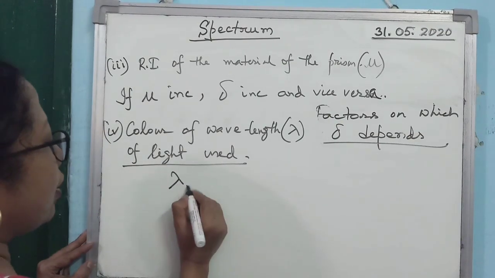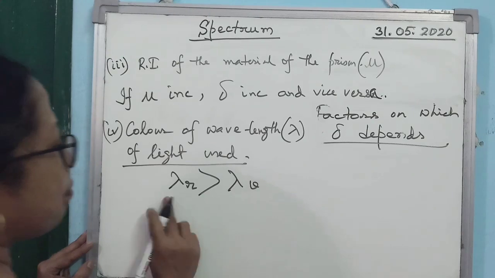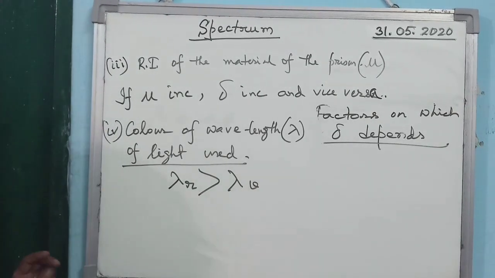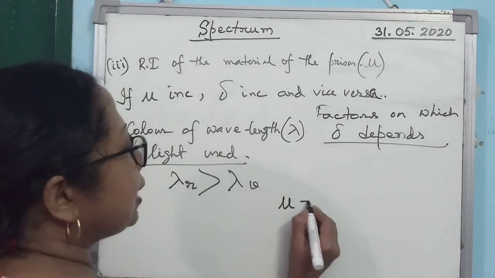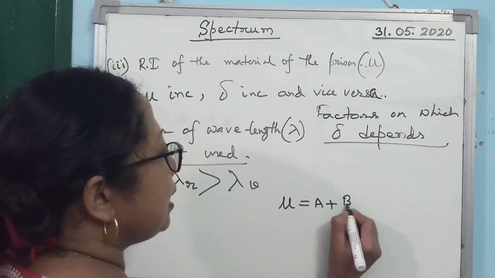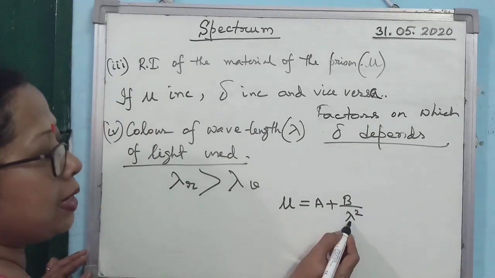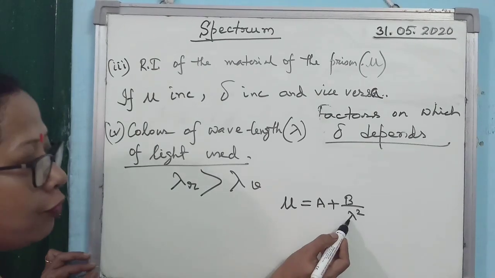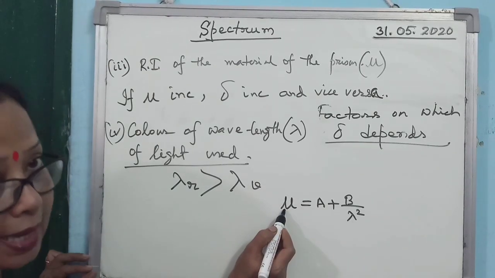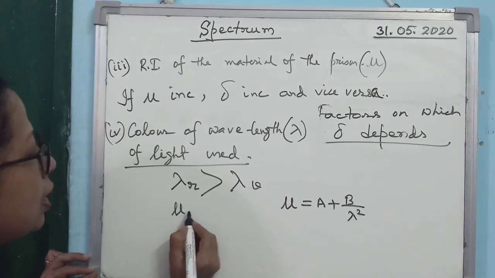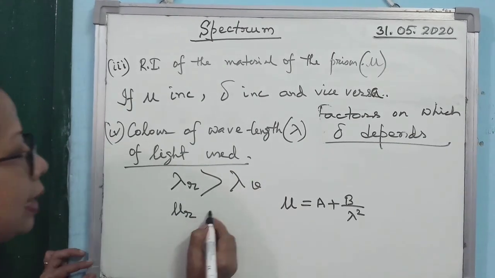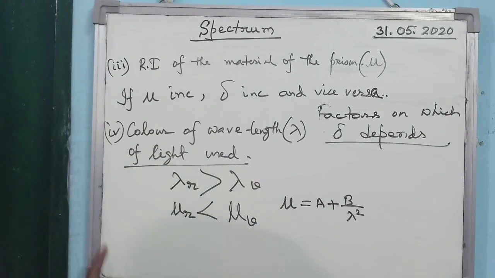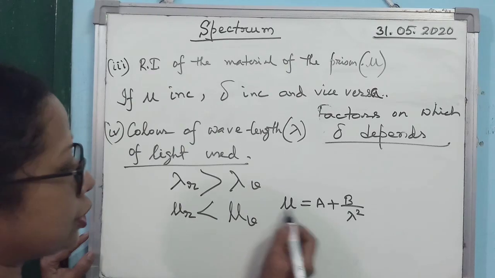Now you know that for red color the wavelength is maximum and for violet color the wavelength is minimum. And we know that refractive index is given by this relation, which means refractive index depends on wavelength. So from this relation it is clear, if wavelength increases then refractive index decreases. Therefore refractive index for red color is minimum, whereas refractive index for violet color is maximum.